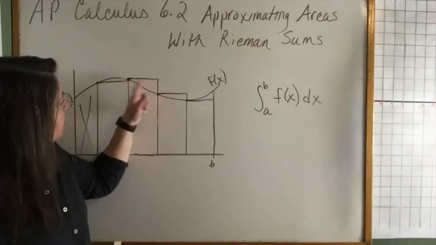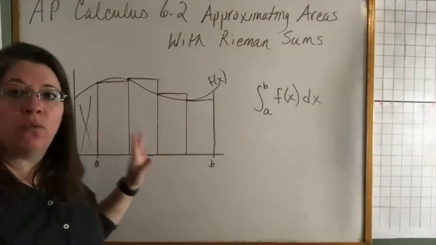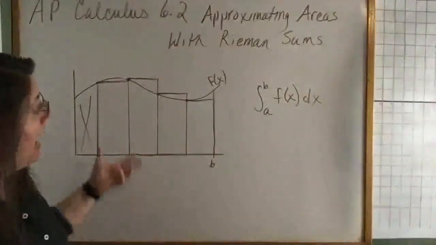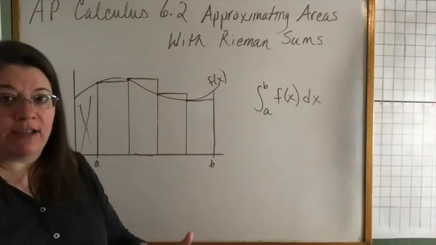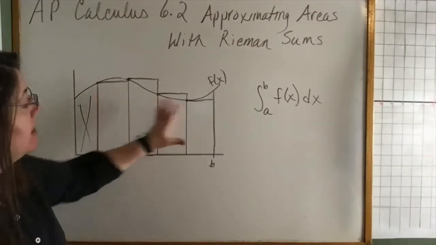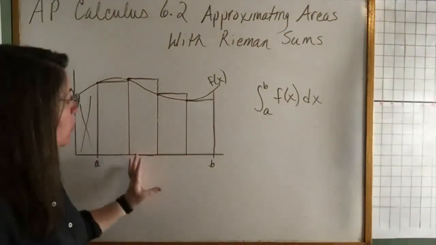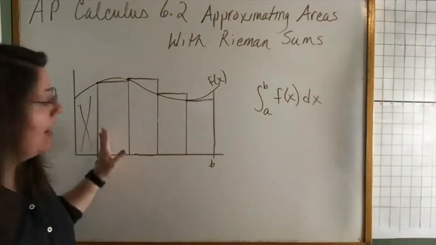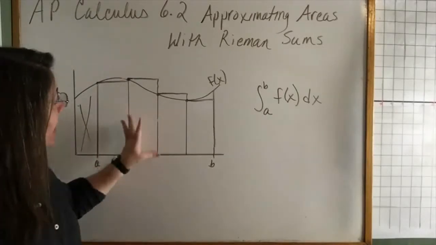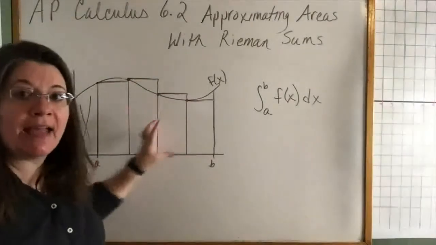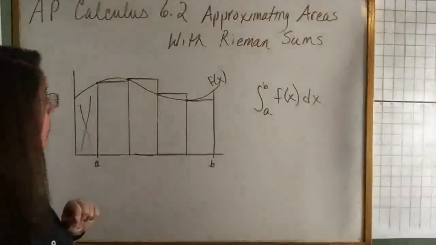Now it looks like this is a little bit bigger than this one, so I would guess that this is going to be an overestimate. Sometimes they're going to ask you, when you're dealing with your problem, is it an overestimate or an underestimate? Basically, when we're separating this into 4 rectangles with the same width, to estimate the area under the curve, we're going to find the areas of each of these rectangles and add them together. That would be our approximation for the actual area under the curve.